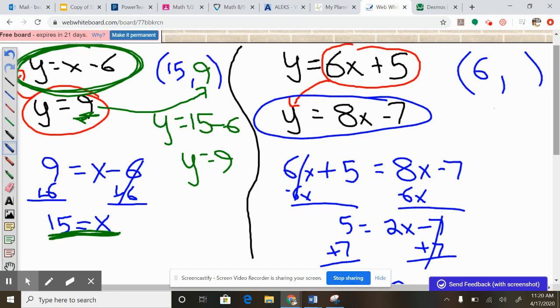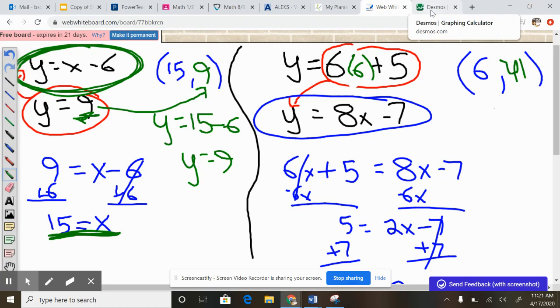Now to get the y coordinate, I can go into either one of my original equations. And now that I know that x is 6, I can plug it in. So for instance, if I went into this top equation and I plugged in 6 for x, I can now figure out what the value of y is. 6 times 6 is 36, plus 5 would tell me that the y value is going to be 41. And so let me show you that on a graph.